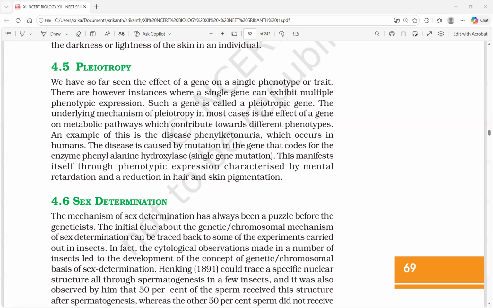So I think our topic is justified. One gene mutation, one gene expression, results in many effects: mental retardation, reduction in hair and skin pigmentation. So this is the story of pleiotropy. We just went through only what is given in NCERT. Polygenic inheritance and pleiotropy are the important topics we have to see.